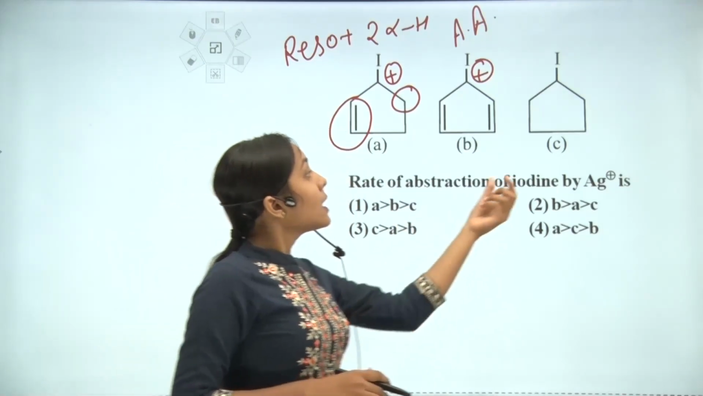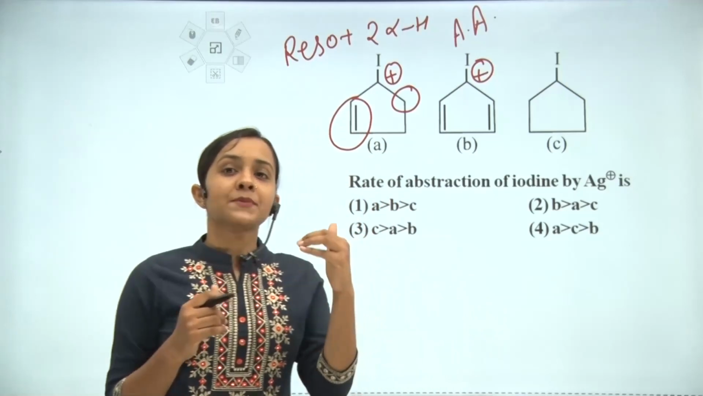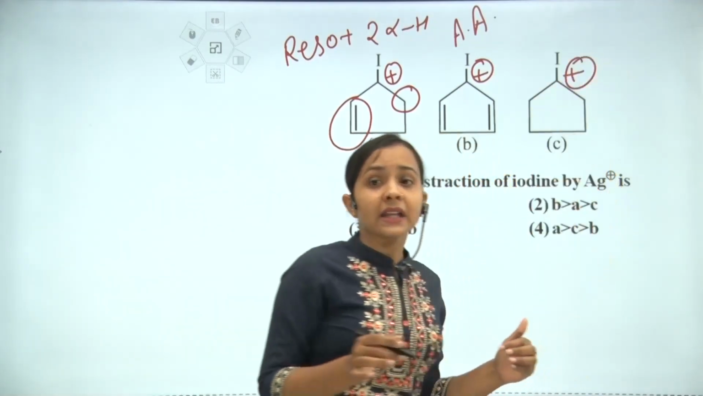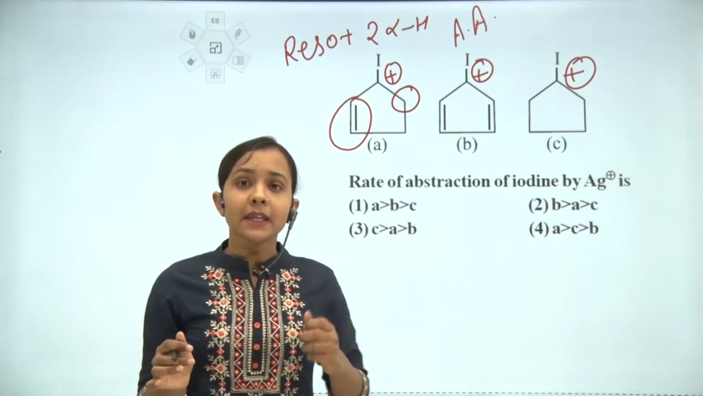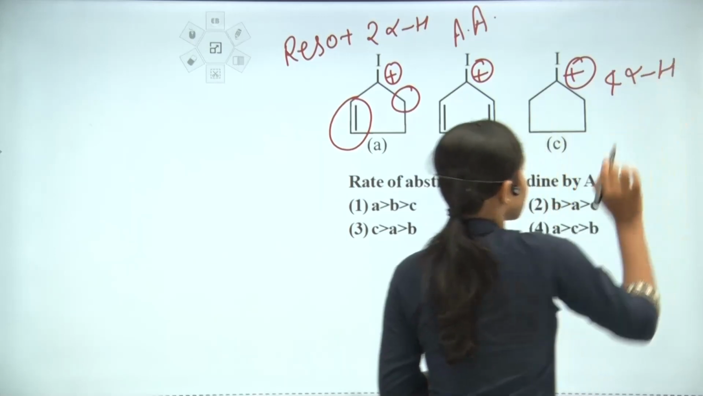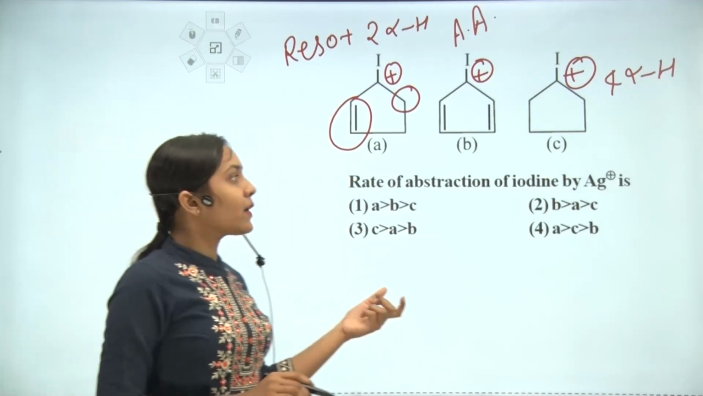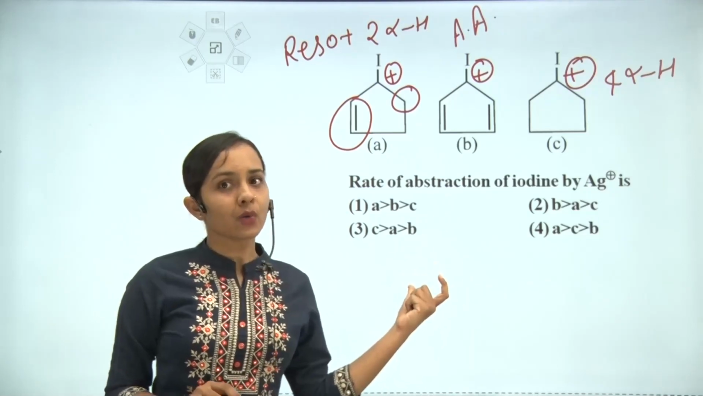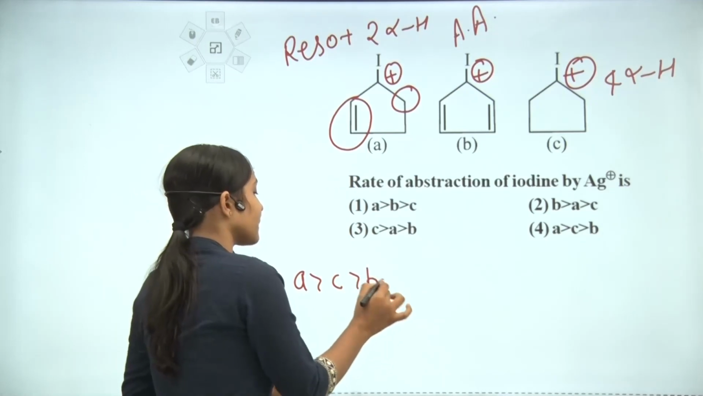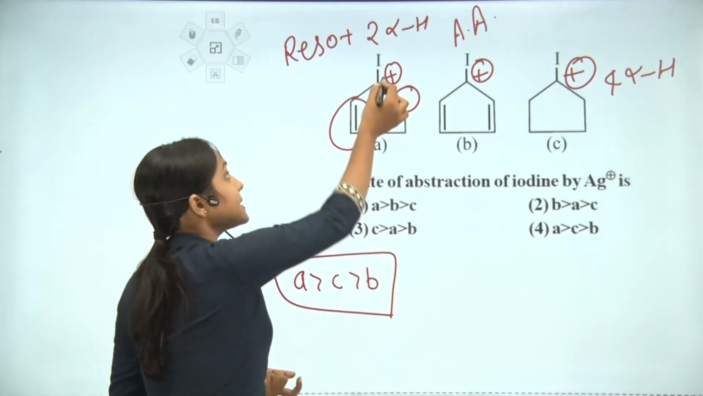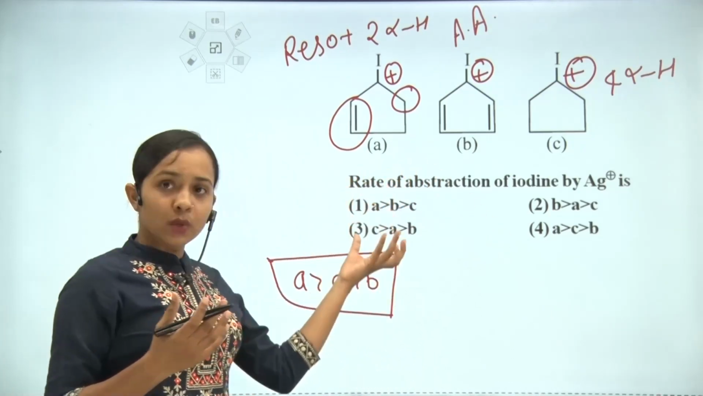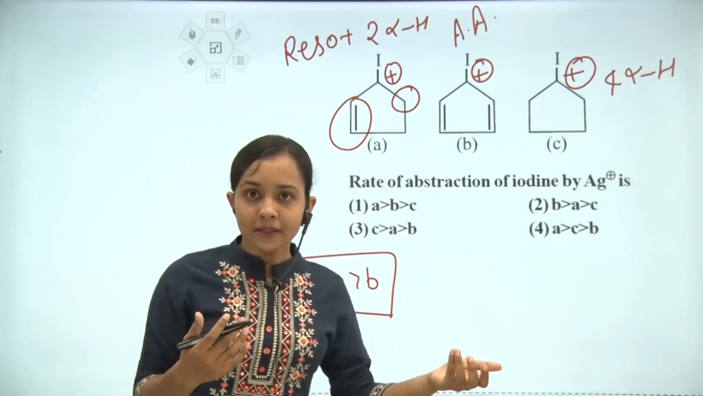Clear? In compound C, after the abstraction of iodine, a carbocation will form at this carbon atom, and this carbocation will get stability by the 4 alpha hydrogens. Clear? So now the order of rate of abstraction of iodine by Ag plus for these compounds will be A, then C, then B, right? Because this carbocation is more stable than B and C because of resonance, and resonance is always the dominating factor, right?